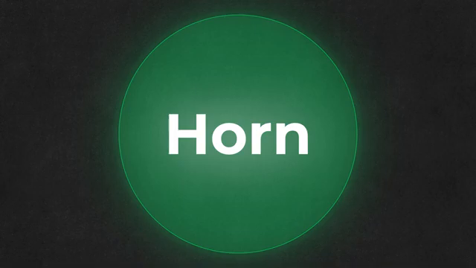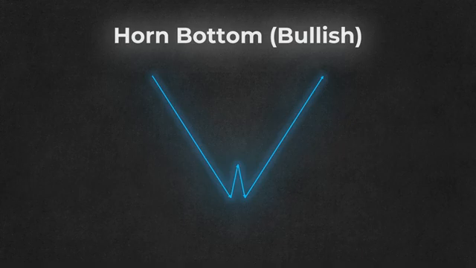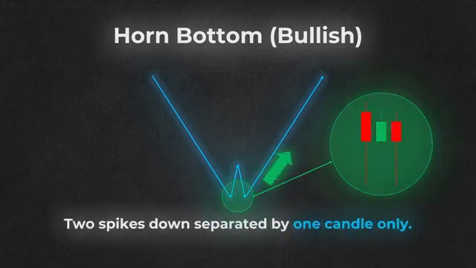The next price action pattern we'll look at is called horn. The bullish variation is called horn bottom and the bearish variation is called horn top. This pattern can be seen as a fractal version of the double top or bottom. In the bullish version, called horn bottom, price action creates 2 spikes down that are separated by 1 candlestick only.